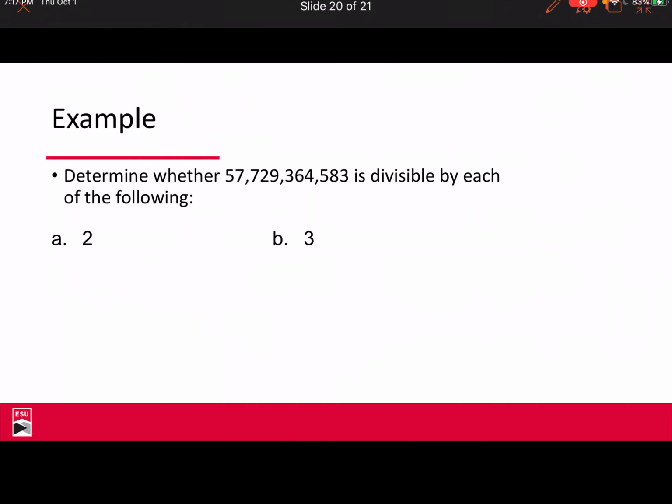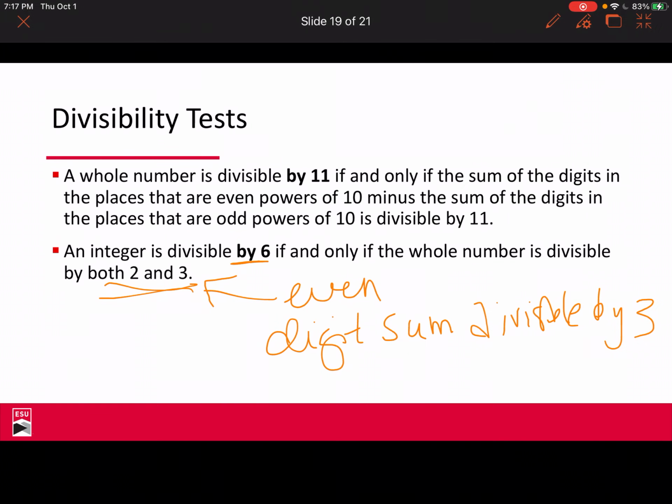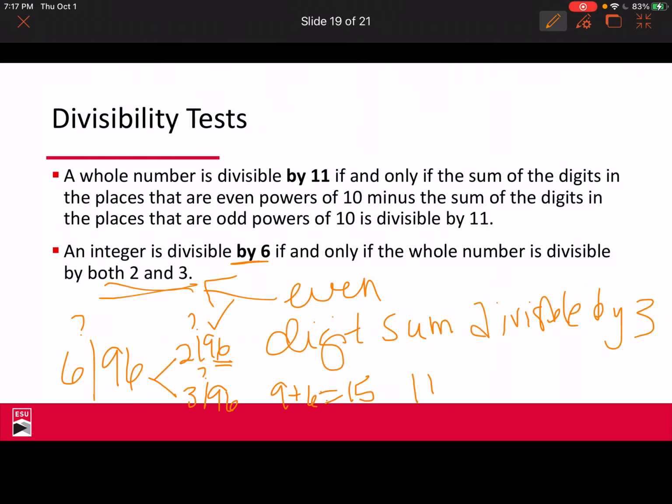Let me go ahead and look at it. Oh, I don't have a good example there. So what's something that's divisible by 6? 96. Is it true that 96 is divisible by 6? Well, we check, does 2 divide it? And does 3 divide it? Well, that last digit is even, so 2 divides it. And 96, 9 plus 6 is 15. 1 plus 5 is 6. And 3 divides 6, so it's divisible by both. And 96 is divisible by 6.